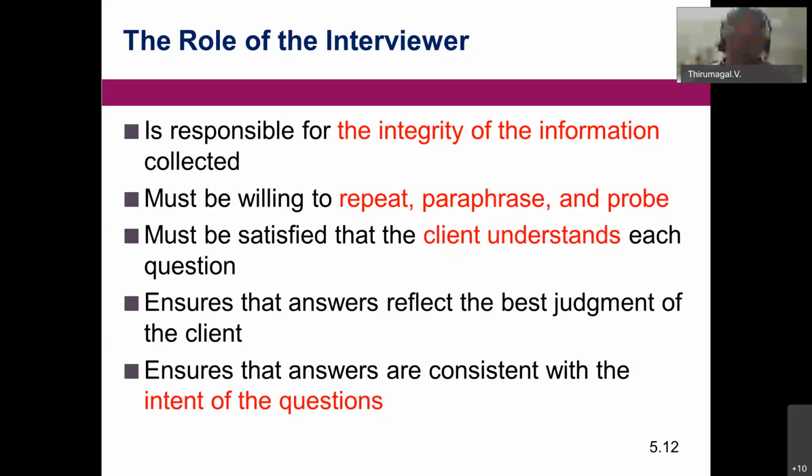Every question has an intent, an understanding between the client and the interviewer. I am leaving this for discussion later because I do not want to confuse you.